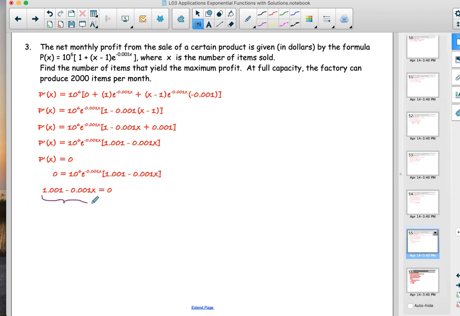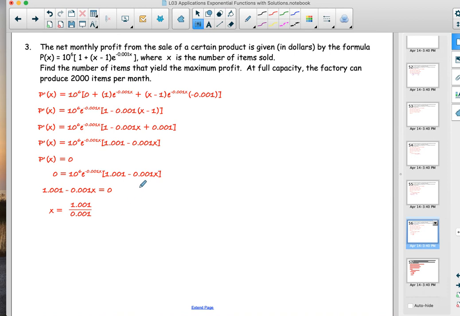So 1.001 equals 0.001x. First thing we'll do is bring that to the other side. And then after I do that, I would then divide. So just in case someone needs to see this step, 1.001 equals 0.001x. I would now divide by 0.001.